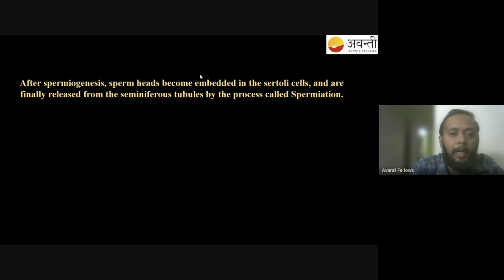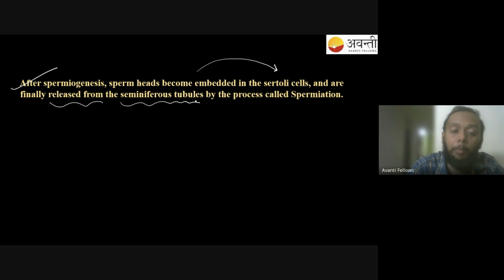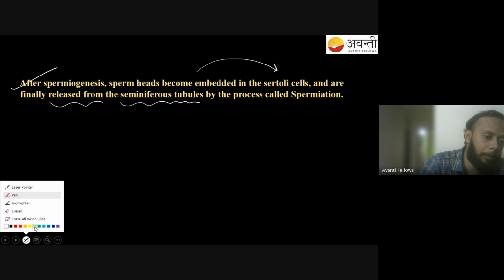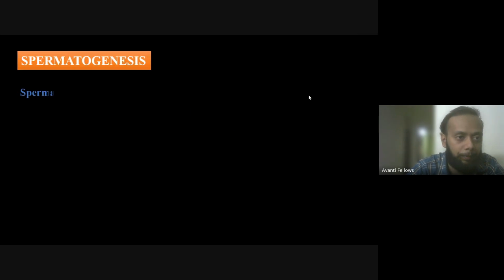In spermiogenesis, the sperm head becomes embedded in the Sertoli cell, something I've just told you, and they are finally released from the seminiferous tubules, और बाद में इनको हम रिलीज कर देते हैं seminiferous tubules में से, and that event over here will be called as spermiation. This event is called as spermiation. So please remember these terms very carefully, right?